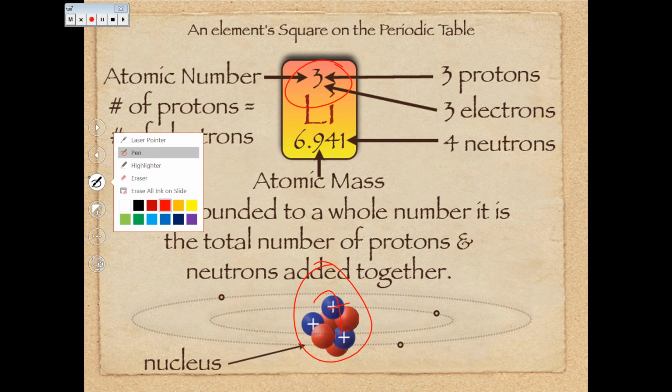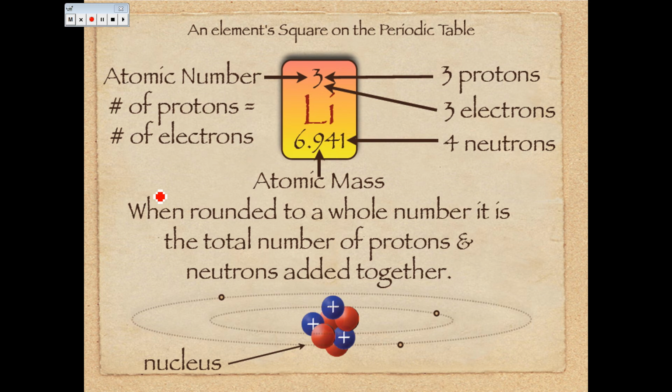So even though the neutrons are not directly provided for you on an element square, it is calculated by taking the mass rounded to the nearest whole number and subtracting the atomic number. So in this case, 7 minus 3 gives you 4 neutrons.